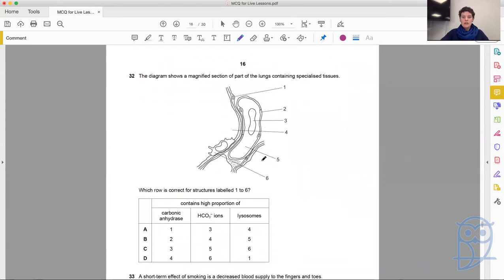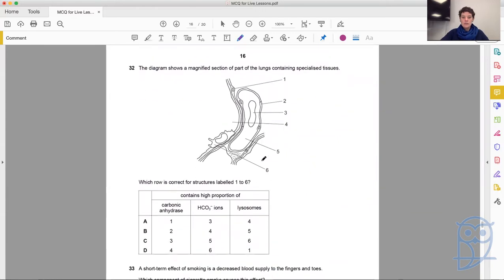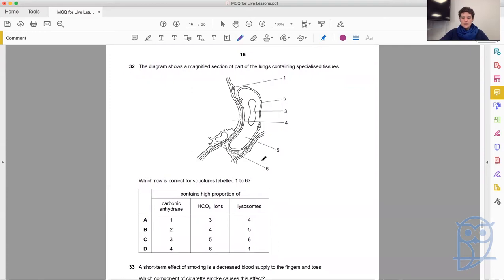So now, question 32. The diagram shows a magnified section of a part of the lungs containing specialized tissues. Which row is correct for structures labeled 1 to 6? So now we have to look very nicely at what we are looking at.